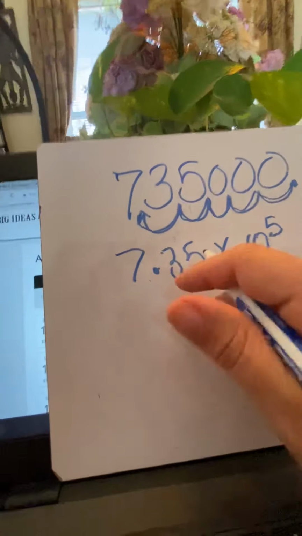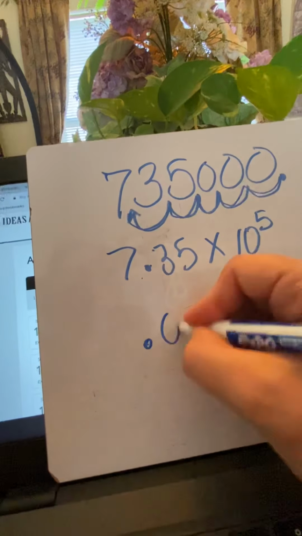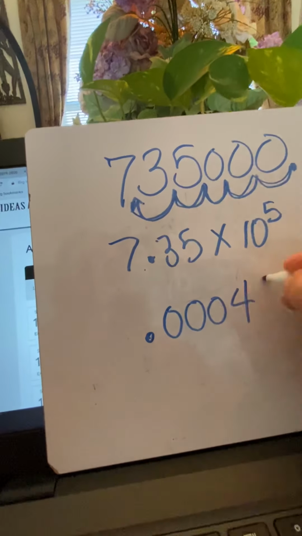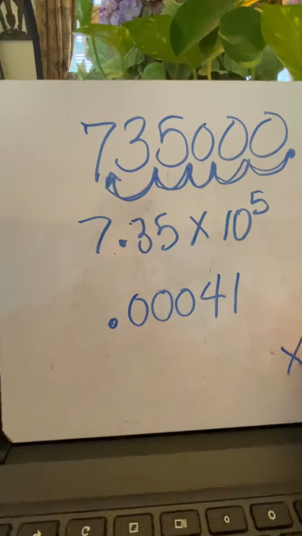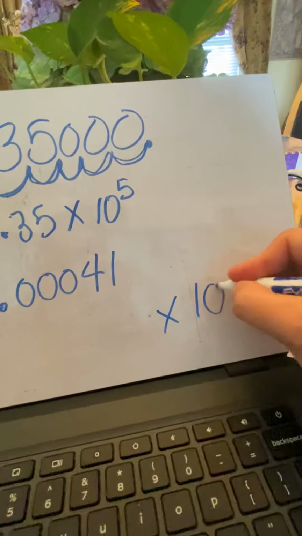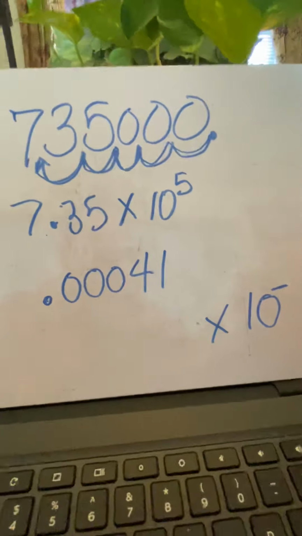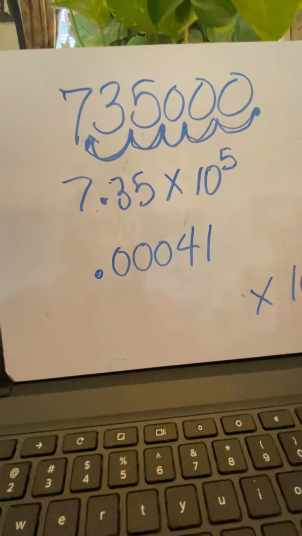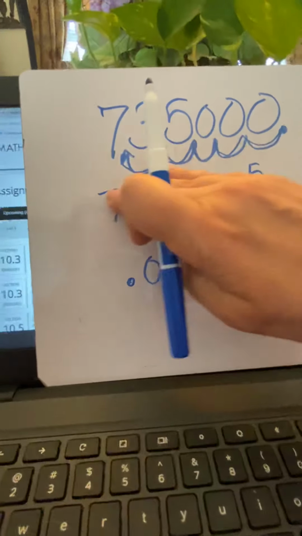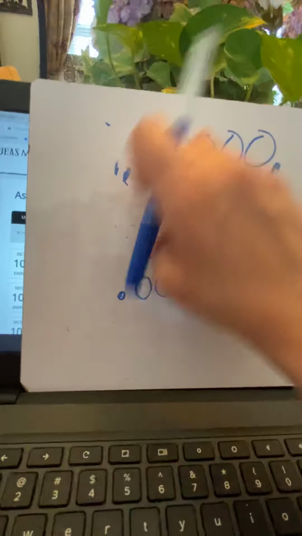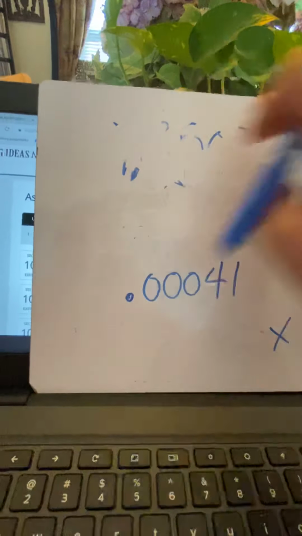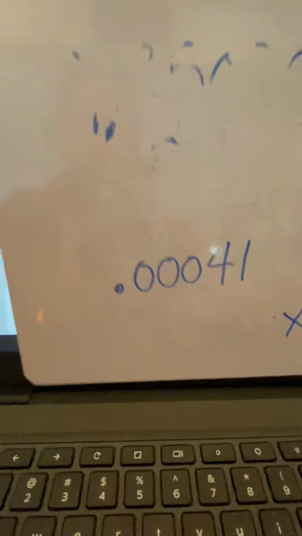Okay, let's try one that's a decimal. I'm going to write this number in scientific notation. I know that the exponent is going to be negative. I can always start out by writing my times 10 and a negative sign. When you start out with a decimal, you are going to, let me erase this, get this out of the way for you. Okay, so back to the problem.